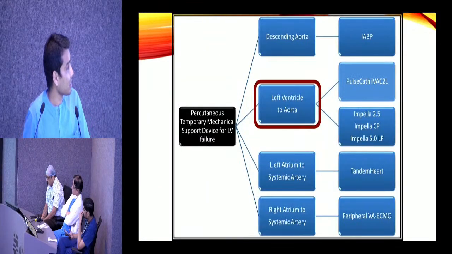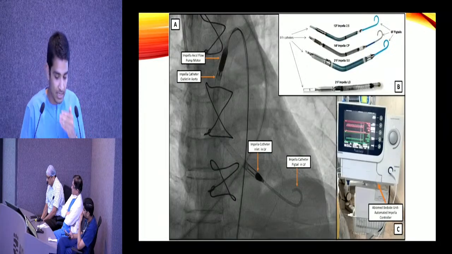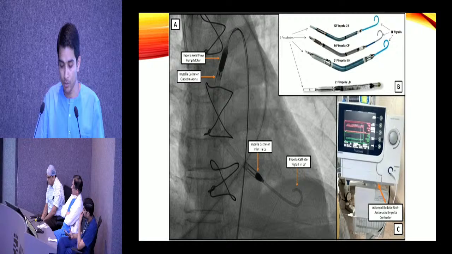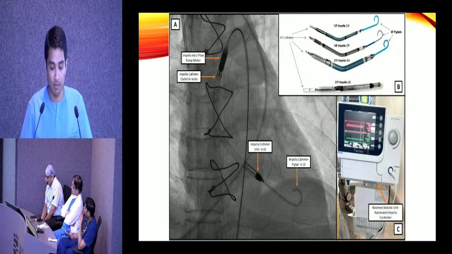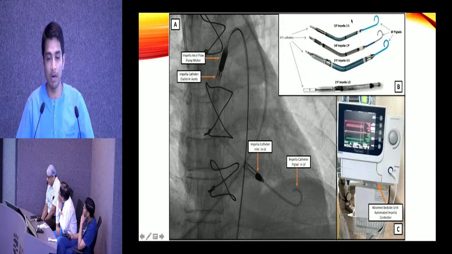So the other catheter that works with the same principle, LV to AO, is the Impeller. That's probably more widely used worldwide. This is available in North America. The PulseCath isn't. The thing with this is it's one console but multiple catheter sizes.